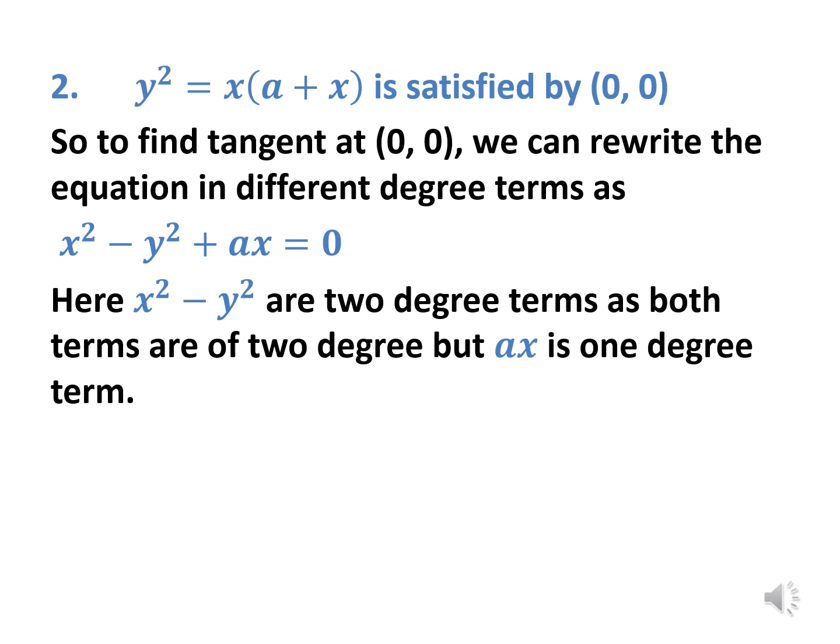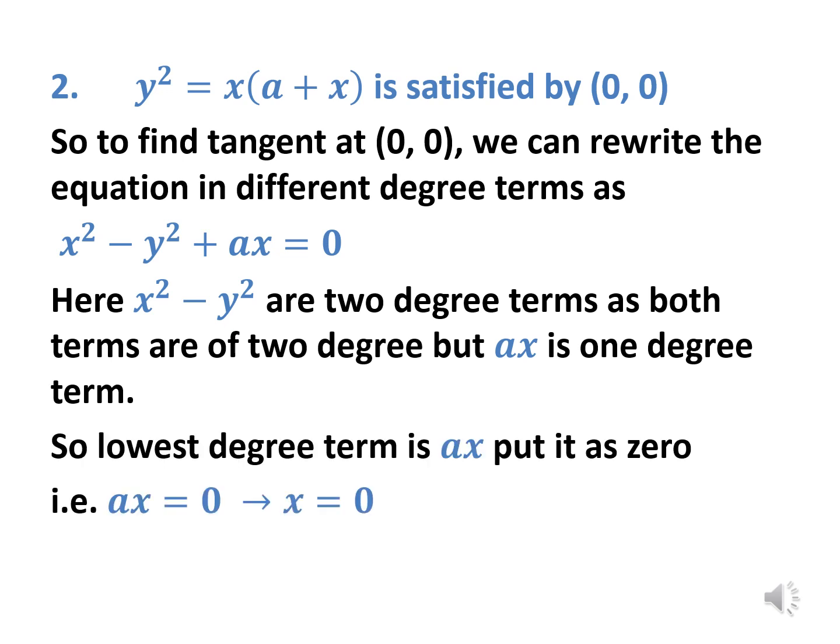So we will put the lowest degree term equal to 0. That means we have to put ax is equal to 0. If we solve it, then we will get x equal to 0, that is y-axis. So we are getting y-axis is the tangent at the origin.